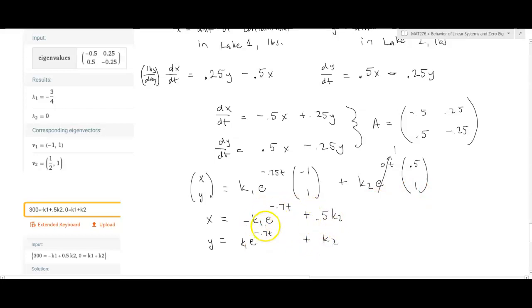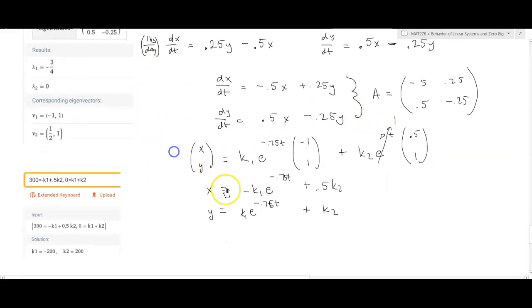Now, if you observe what's going to happen as t becomes infinitely large, both of these two exponential terms are going to decay down to 0. I forgot my 0.75 there. And so what will be left is the 0.5k2 and the plus k2. Those don't go to 0 because they don't have an exponential term attached to them. Well, they do, but it's 0 as the coefficient. So now I'm prepared to solve my system.